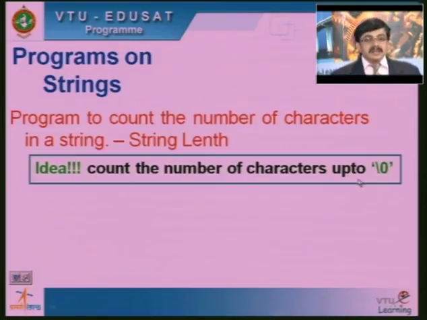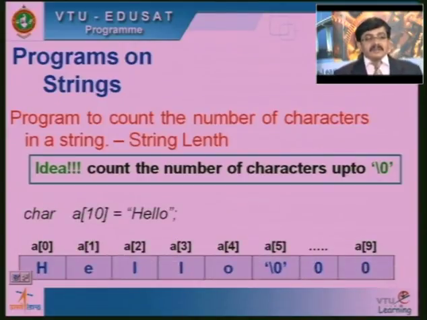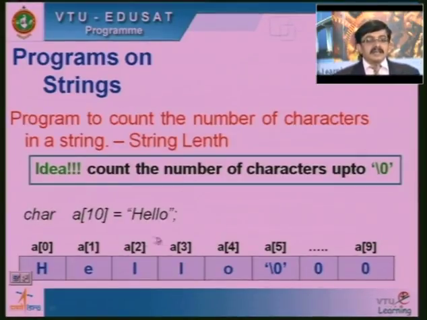What we are supposed to do here is, from the 0th location of the array we have to go on reading the characters one by one, until we see the null character. So far how many characters we have read, that will be the length of the string. Let us take an example. Say, if I have declared an array of 10 characters, and let me assume the string is hello. Here we have 1, 2, 3, 4, 5 characters in the string, and here we can see a of 0 is H, a of 1 is E, a of 2 is L, a of 3 is L, a of 4 is O, and then a of 5 is a null character.